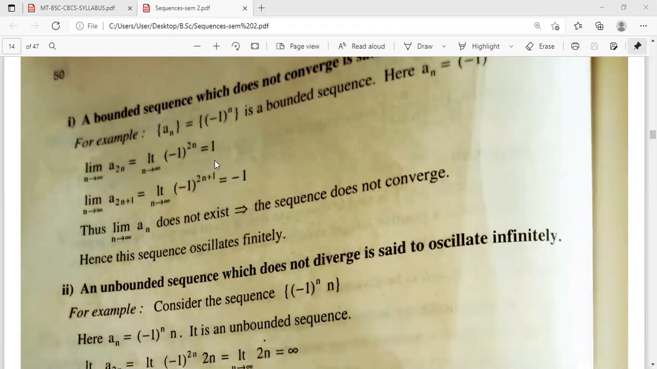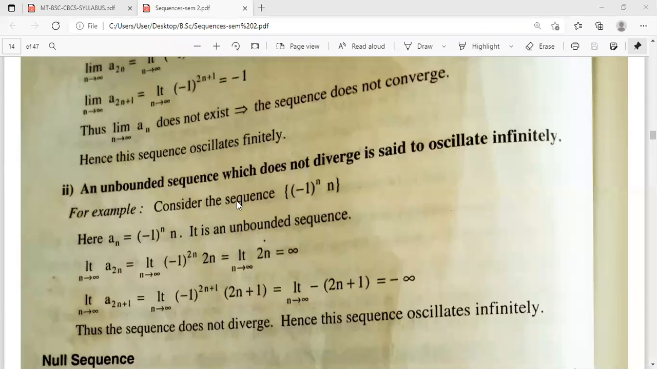Here the convergence condition is not obeyed. This is a bounded sequence because you are writing it in the form m less than or equal to a_n less than or equal to M, that is, minus 1 less than or equal to a_n less than or equal to 1. Now the second type: an unbounded sequence that does not diverge is said to oscillate infinitely.